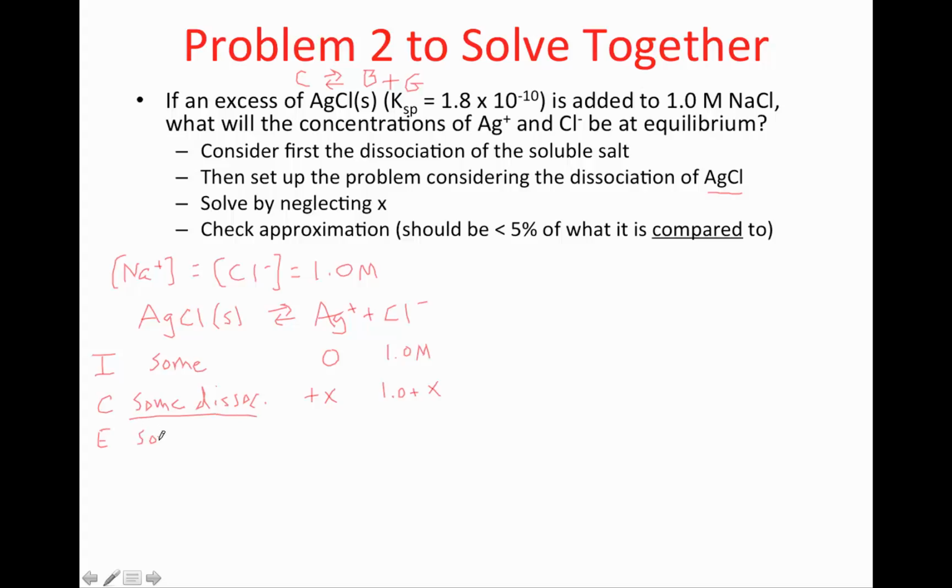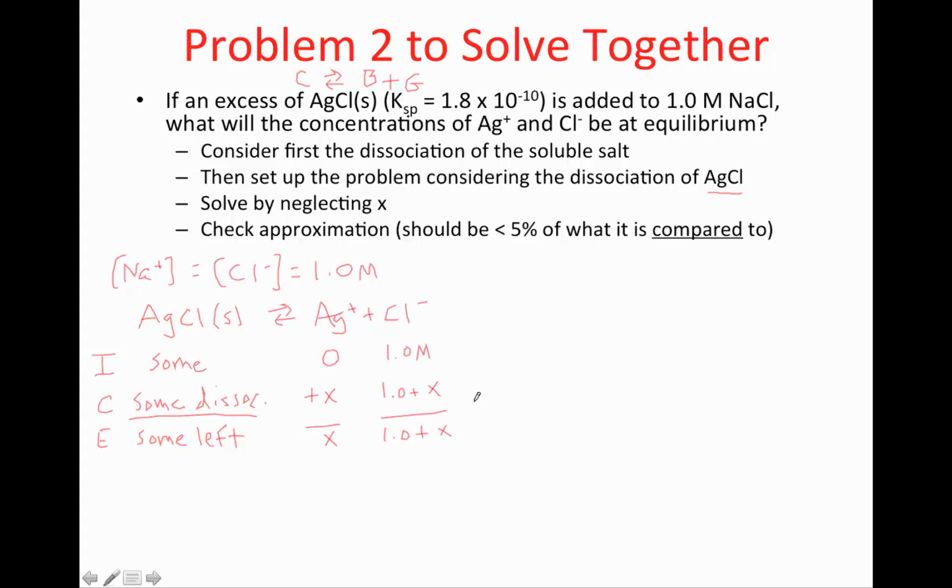And so then because we were told that we have an excess of silver chloride, in my equilibrium state, I have some of the silver chloride left, which means I have a chance for equilibrium. If I have some of this and some of these, I could possibly be at equilibrium. I have an amount x here, and I have an amount 1 plus x.